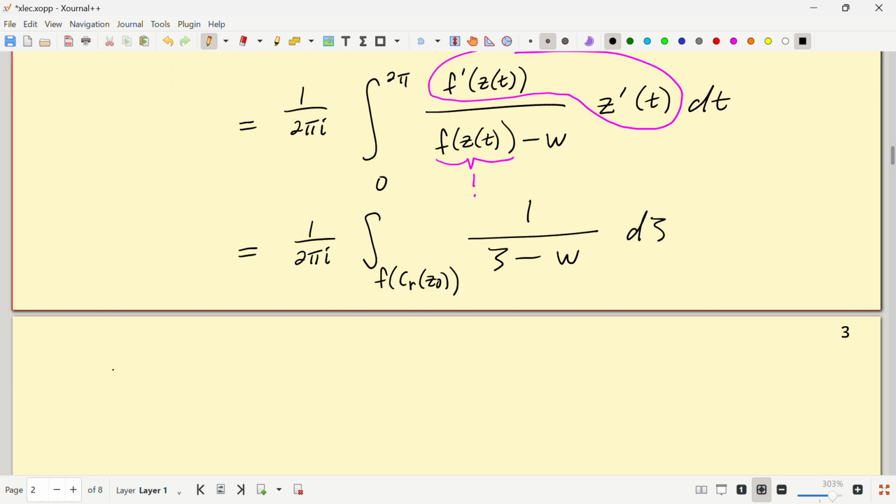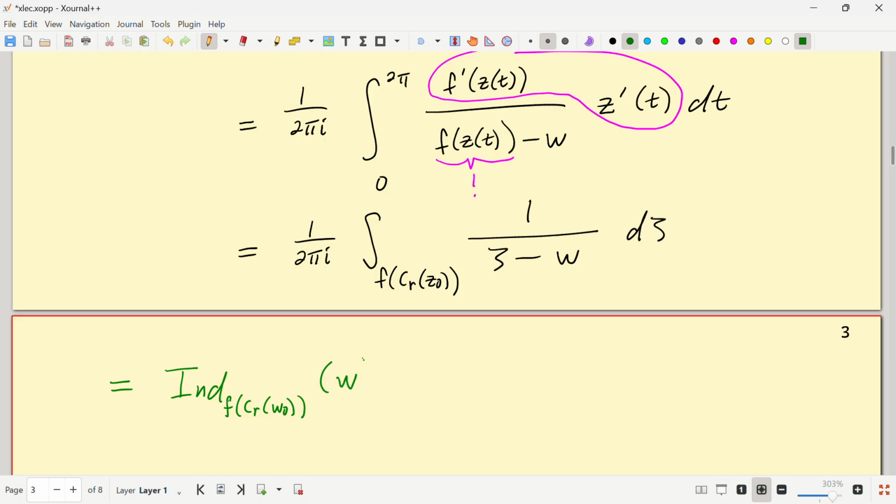So that's a remark here. That's equal to the index of w. Let's see. This is where the curve goes. That's the index with respect to this curve of the point w. That's the winding number. That's the index or winding number. That's the number of times that curve goes around that point.